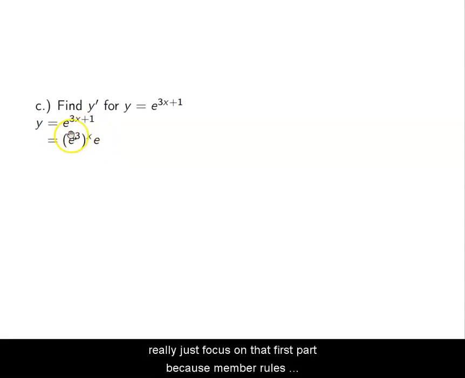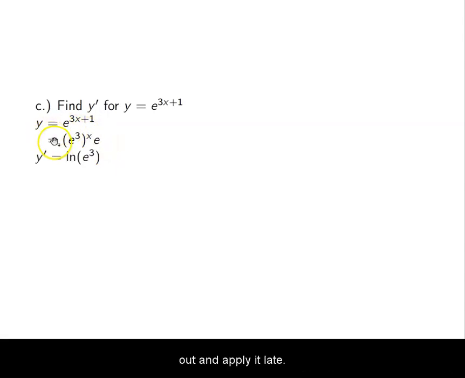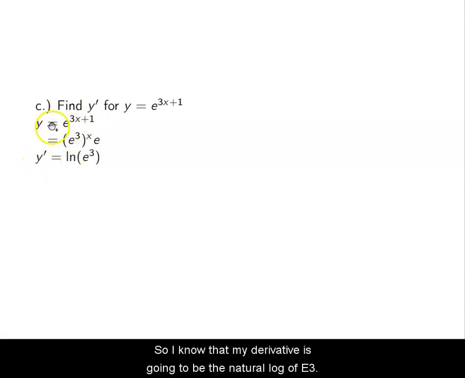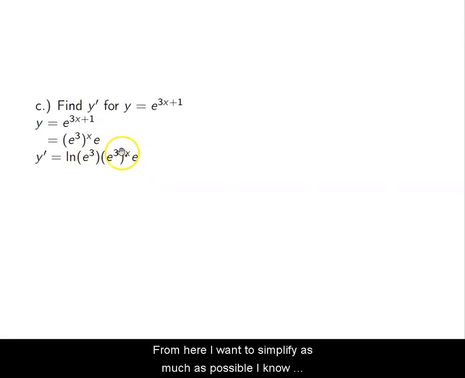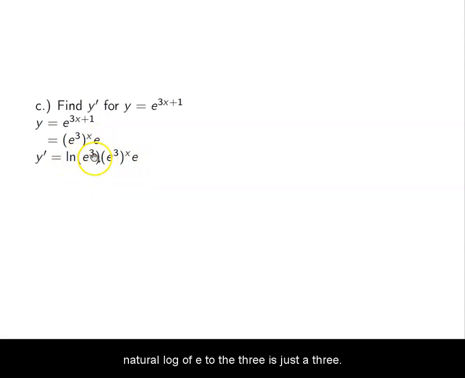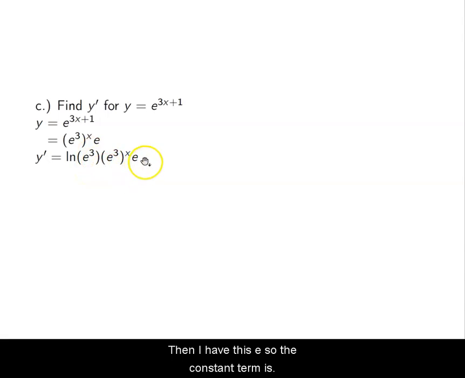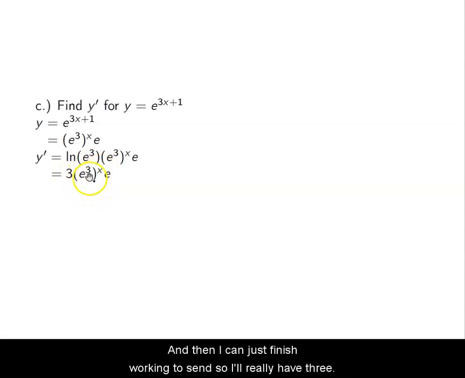So when I do my natural log, I really just focus on that first part because remember rules of derivatives say I can just pull this constant out and apply it later. So I know that my derivative is going to be the natural log of e cubed times e cubed to the x, okay, and then times this constant that just gets brought along with the whole thing, right? So from here I want to simplify as much as possible. I know natural log of e cubed is just a 3, and then I have this e, so the constant term is 3e, 3 and e, and then I can just finish working this in.